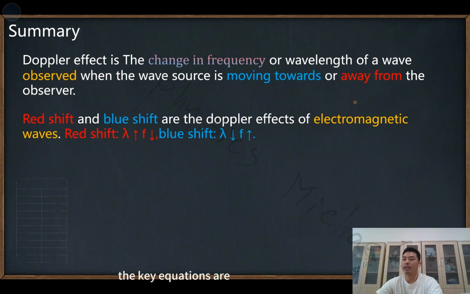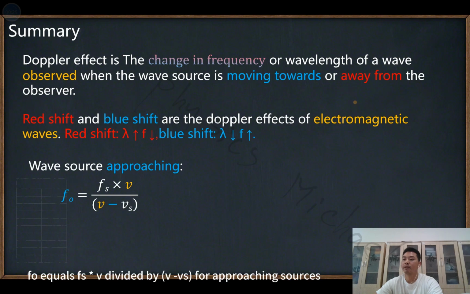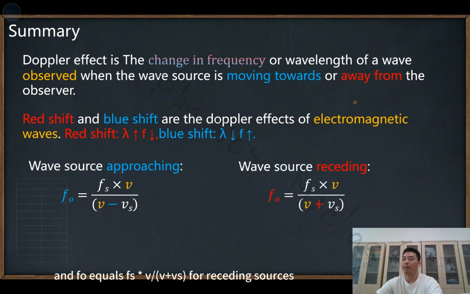The key equations are Fo equals Fs times v divided by v minus Vs for approaching sources, and Fo equals Fs times v divided by v plus Vs for receding sources.